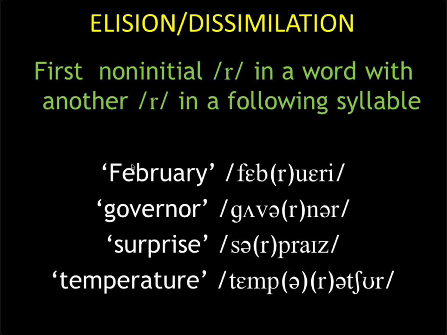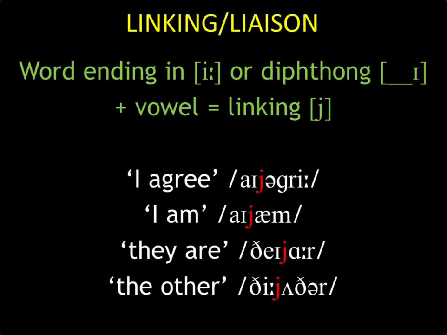Words with these two R's, so February, governor, surprise, temperature, two R's. The first one might be deleted. So February might simply be pronounced as "Febuary." Governor might be pronounced as "guvner." Surprise as "suprise." And temperature simply as "temperture." You might omit the schwa and the R. All right.